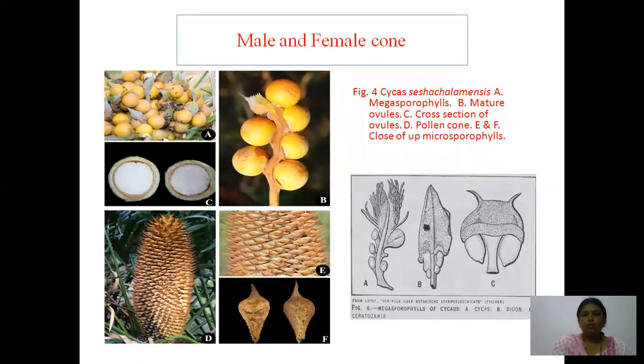This is the male and female cone of Cycas calamensis. In the first picture, you see the megasporophyll. In the B, you see mature ovules. In the C, cross section of ovule. This is the male cone of this species, and this is the close-up of microsporophylls, how it looks, and this is a single microsporophyll. On the microsporophyll, you see this sporangial structure.